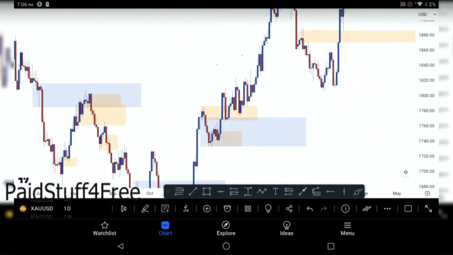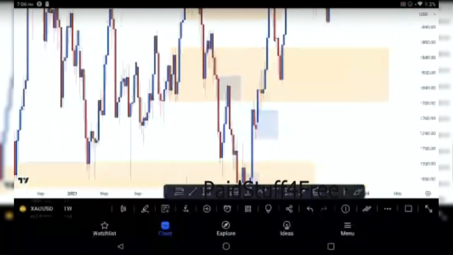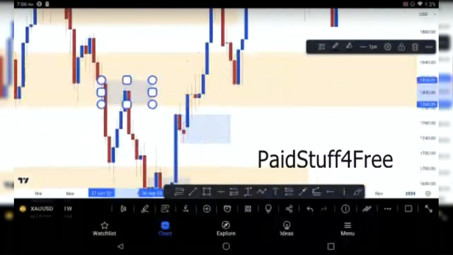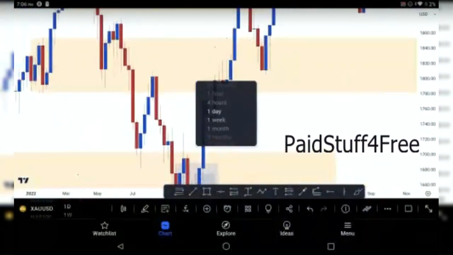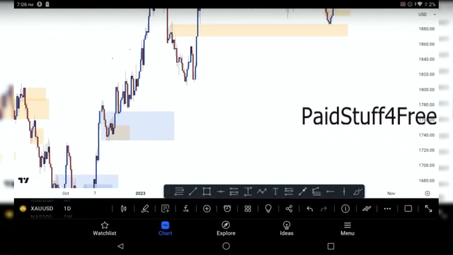Is this the zone that I marked? Okay, wait, let me go back to my weekly zone. Make sure I'm using the right zone. Right, this is the right zone. This is the zone, right? I'm correct. Let me take this out. So I go down to my daily time frame. I'll take this out.